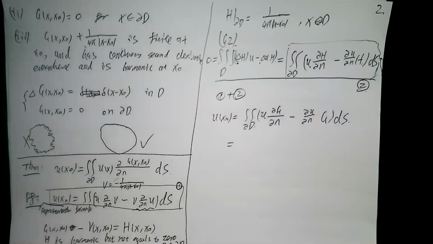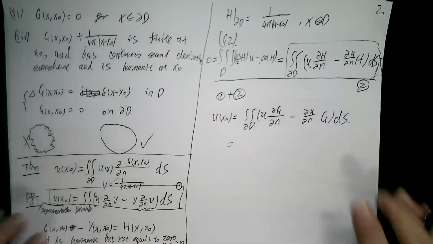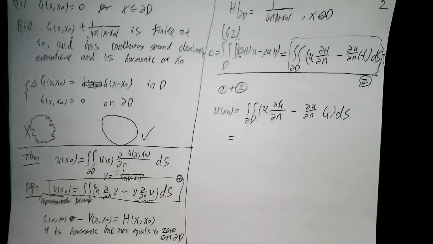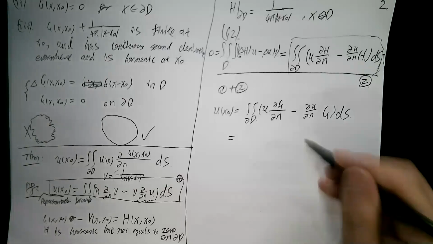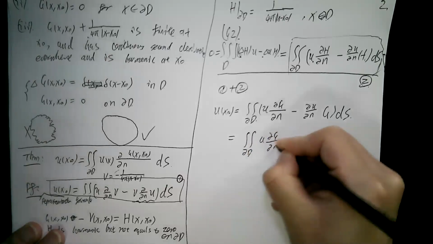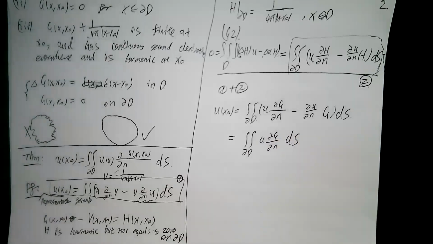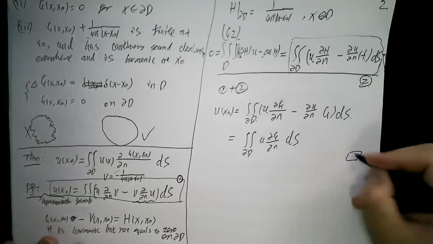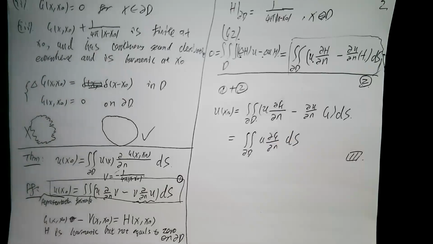We know that G satisfies the zero boundary condition, right? G on the boundary is 0, so the second term disappears. So we get this formula very easily. Okay? Any question about this?